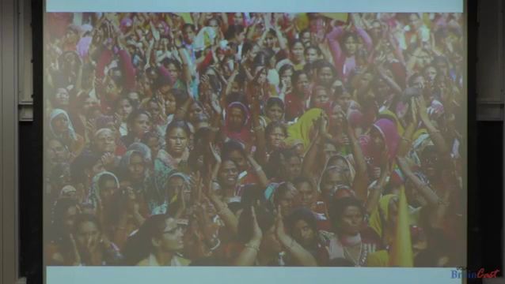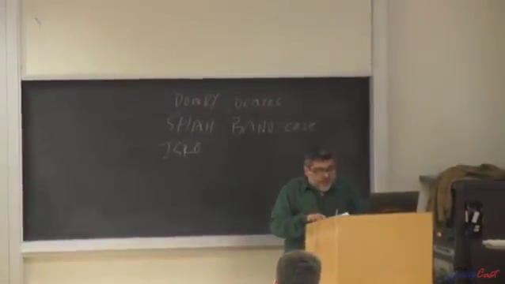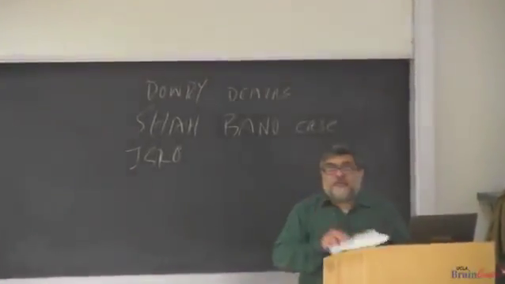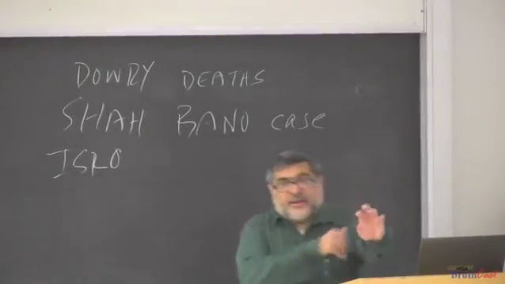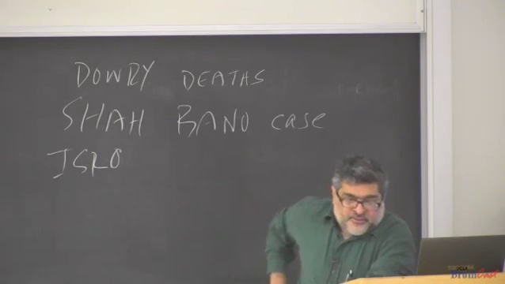Now, to try to make us understand some of the nuances and some of the complexities, I want to look at two phenomena in particular. I want to look at dowry deaths, and I want to look at what is called the Shah Bano case. Let me begin with the Shah Bano case, and let's go through it a little systematically so you can begin to see some of the issues that are brought up by this case.